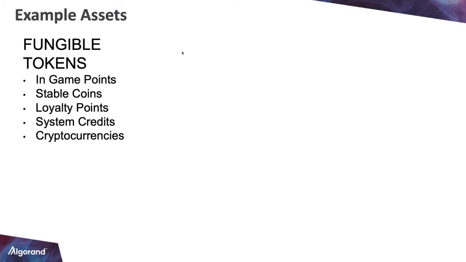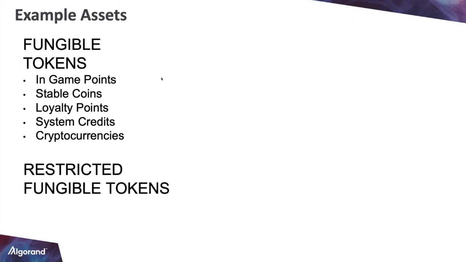Typical examples here would be in-game points, stable coins, loyalty points, and system credits. We'll talk a little bit more about that; that's what we were really talking about up front with a couple of the use cases that we had shared. Basically, these fungible tokens all have the same value each. So if you create 500 stable coins, each stable coin is exactly the same and worth the same amount at the same time. Securities and government-issued fiats fall under the restricted fungible tokens.